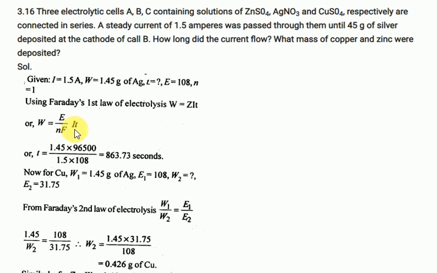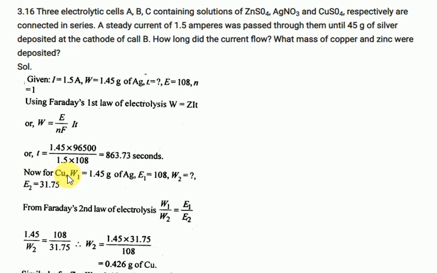How much time is it then? Time is equal to 1.45 into 96,500 coulombs by the number of work, 1.5 into 108. You will get 863.73 seconds only. Clear? You know this very well.